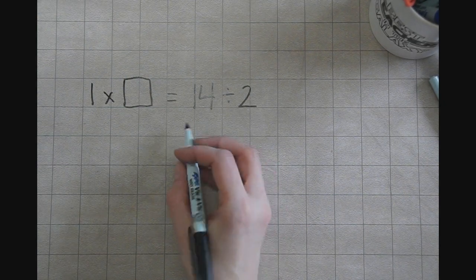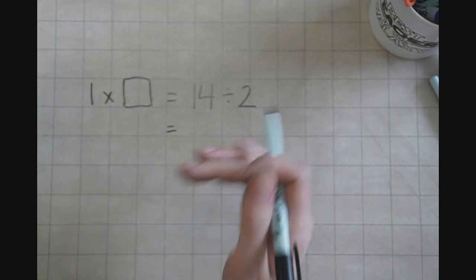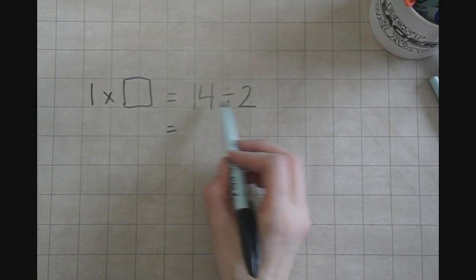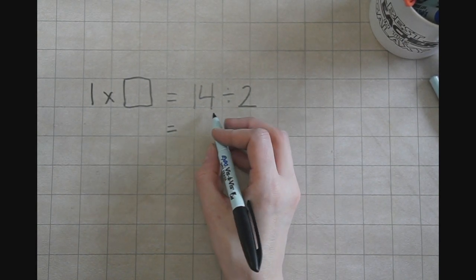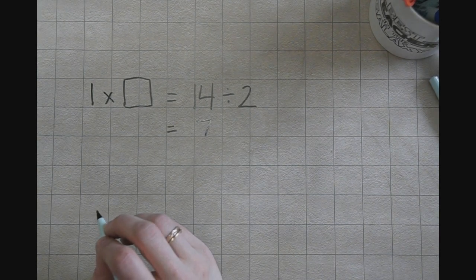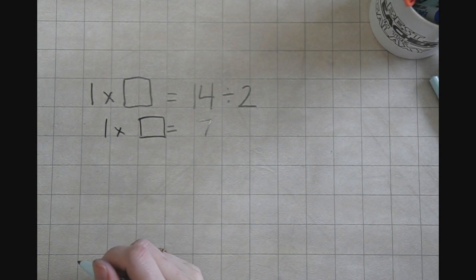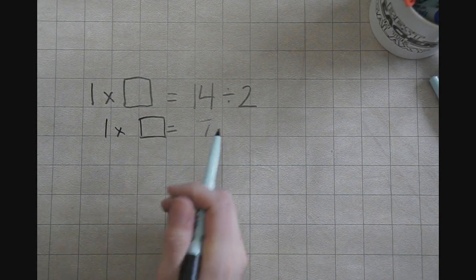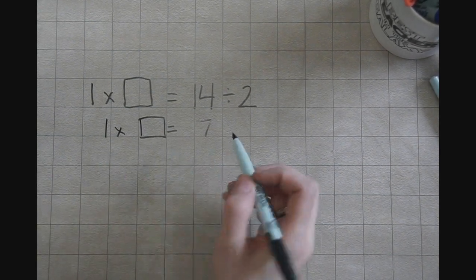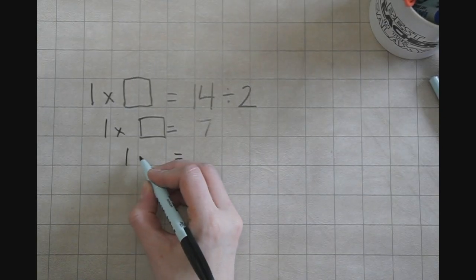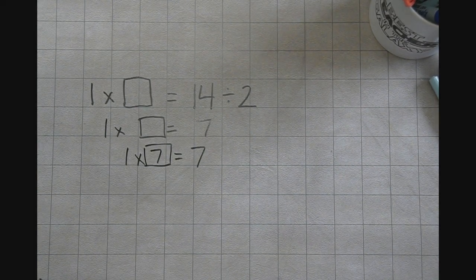Okay, here we go. So we need to calculate the side that has the numbers. So 14 divided by 2, talked about that one earlier, that equals 7. So 1 times something equals 7. And if you remember, times 1 facts are just the number stays the same. So, what times 1 equals 7? 7 times 1 equals 7. Our mystery number was 7.